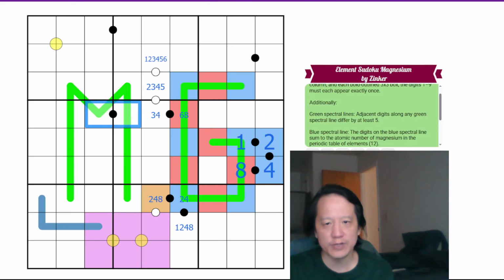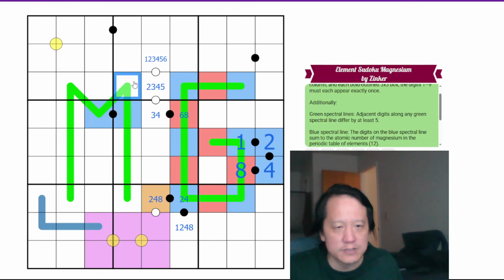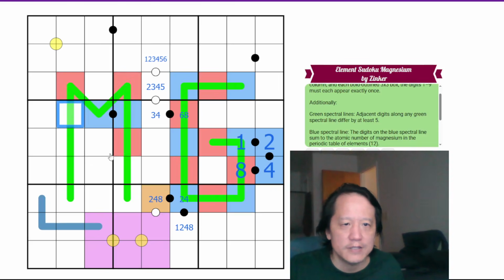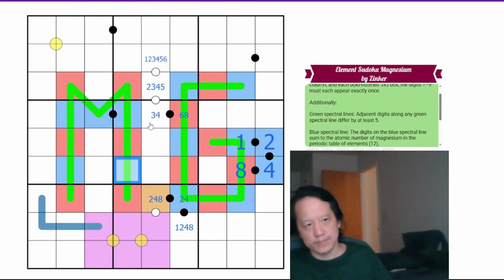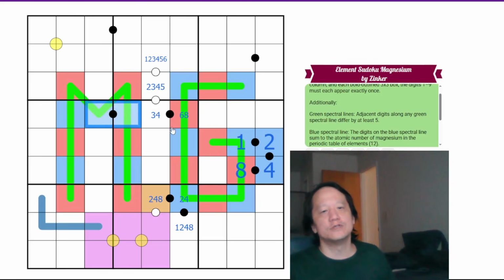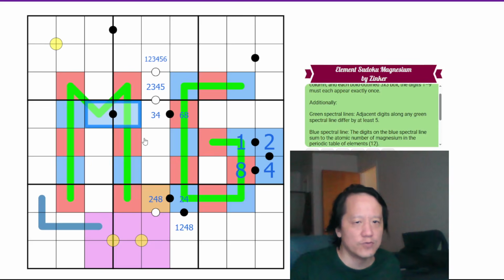So these both have to be low digits, which means the next digits next to them must be high. The digits next to this also must be high. The digits next to those must be low. The digits next to those must be high. That makes this low, which makes that high. And this is in a 1 to 2 ratio. So it's either 1, 2 or 2, 4.